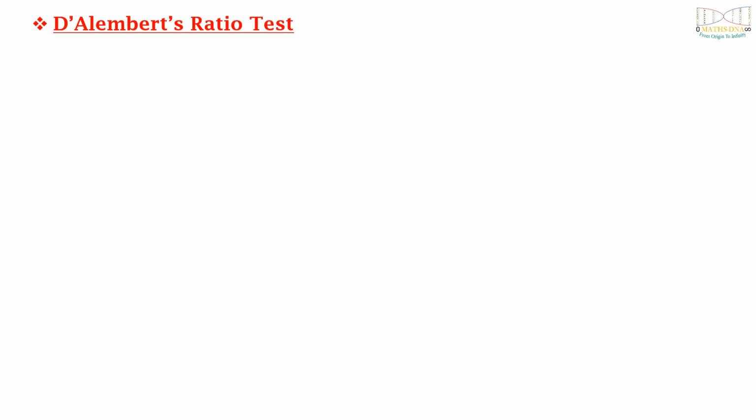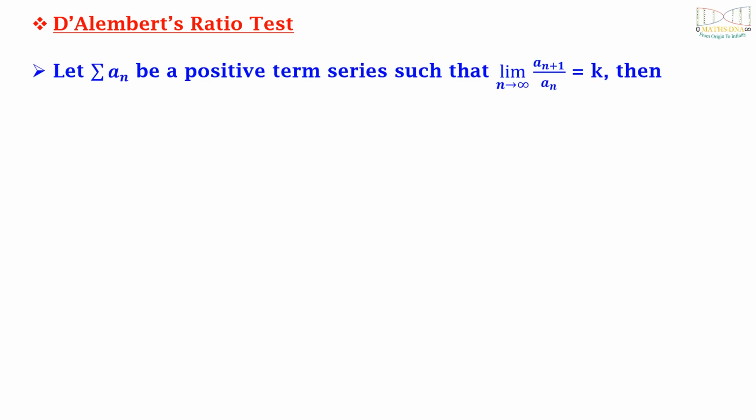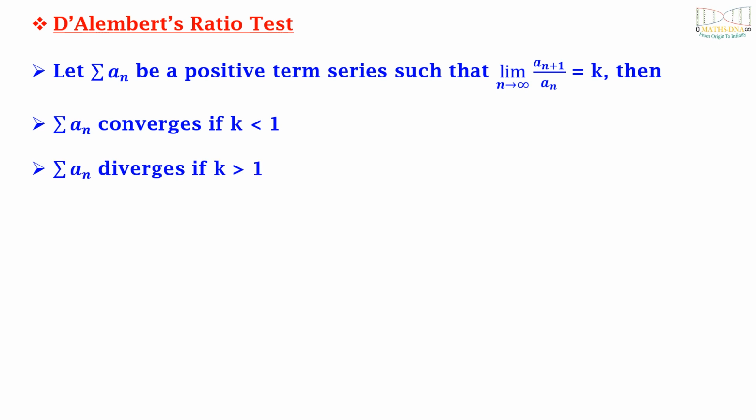Then we have D'Alembert's ratio test. Now let an be a positive term series such that limit n tends to infinity an plus 1 upon an is equal to some number k. Then summation an converges if k is less than 1. Summation an diverges if k is greater than 1. And the test fails if k is equal to 1. Let us discuss an example based on it.